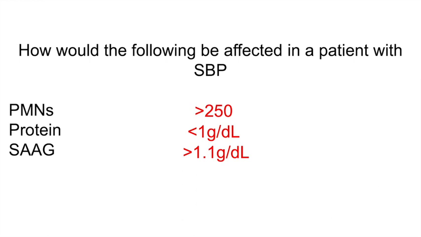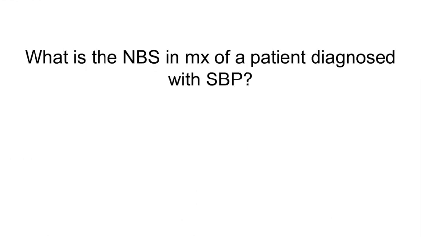What is the next best step in management of a patient diagnosed with SBP? IV antibiotics and albumin. So IV albumin is given to decrease the incidence of renal failure and reduce mortality in patients with SBP. Empiric antibiotics are also given, most commonly third-generation cephalosporins. Also, fluoroquinolones can be given for prophylaxis of SBP.